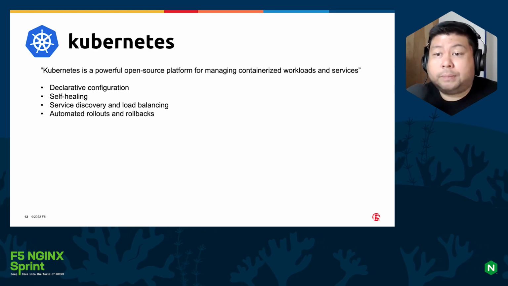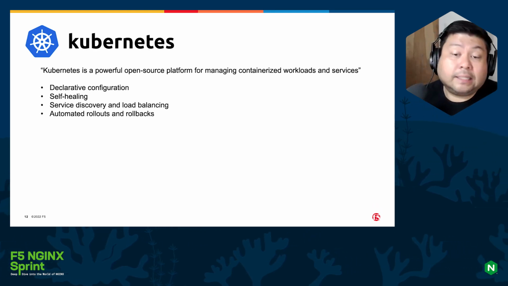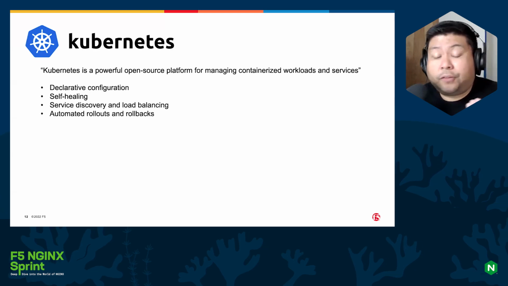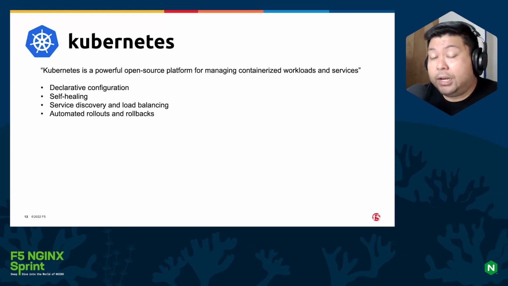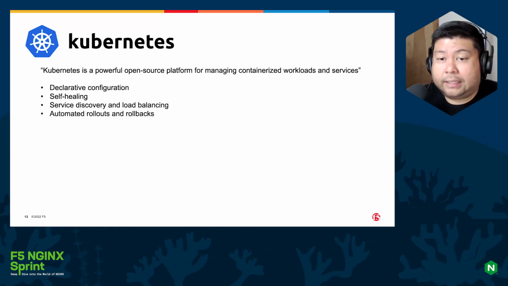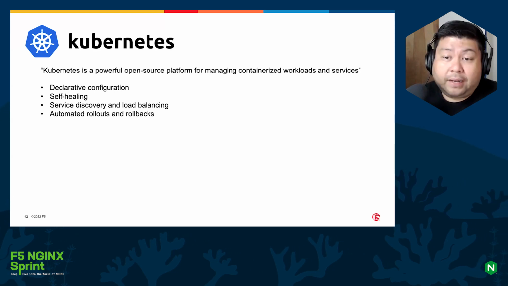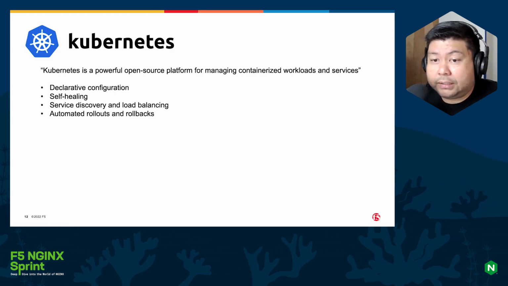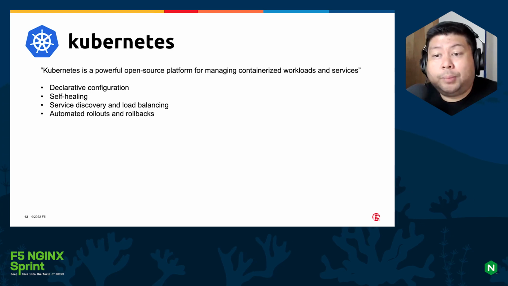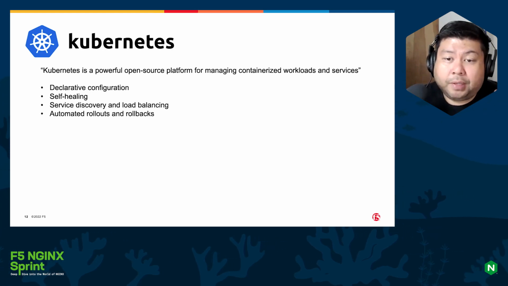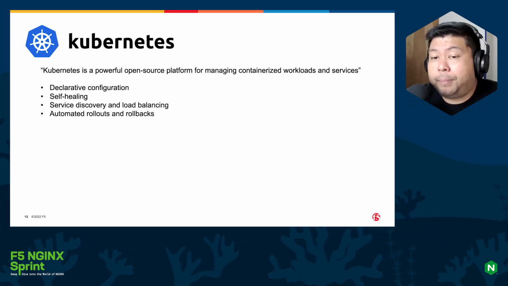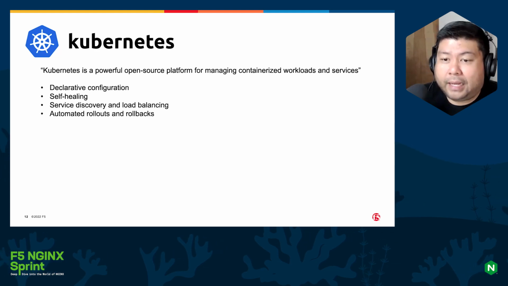Another key benefit is service discovery and load balancing. Kubernetes can expose a port using a DNS name or using the virtual IP or IP address of a node of a cluster itself. And if the traffic is very high to a single pod or container, Kubernetes can load balance and distribute that traffic to other pods of your application workload.